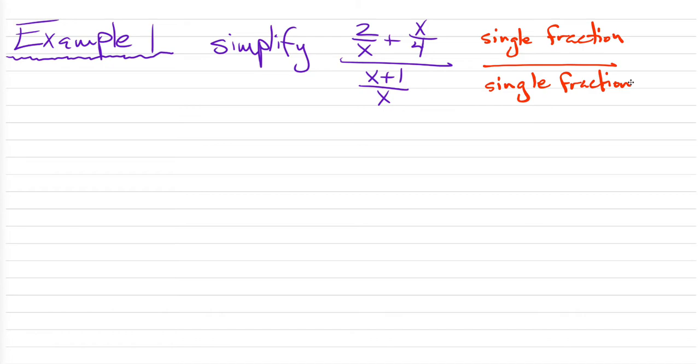Now, when I wrote single fraction over single fraction, it doesn't mean that it can't already be that. That's just our goal. So if I'm looking at the top, is that considered a single fraction right now? No, because there's two fractions being added. How about the bottom?